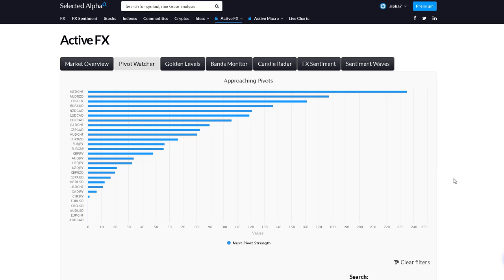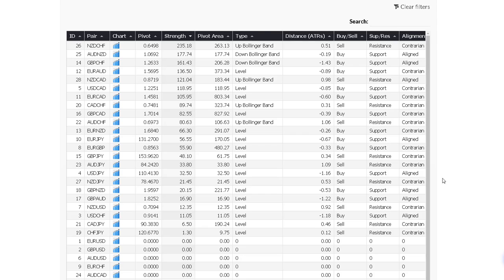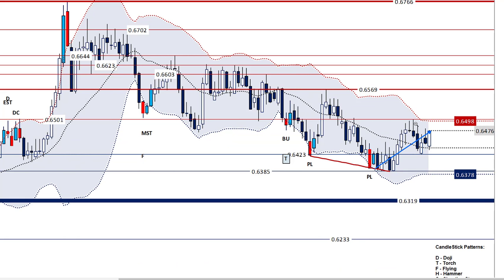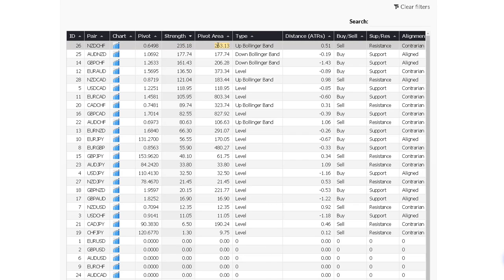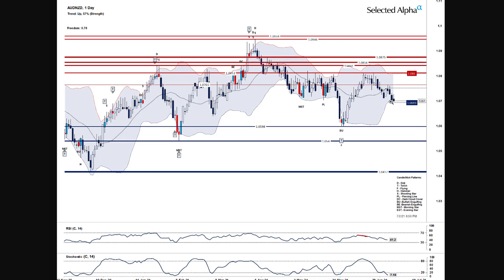PivotWatcher table. This table lists all nearby price pivots approached by the instruments analyzed by selected alpha, starting with the strongest pivot. PivotWatcher ranks the strength of the support and resistance areas surrounding each of the approached pivots, as is shown in the Pivot Area column. Pivots with higher nearby support and resistance area have the higher probability of price reversal.